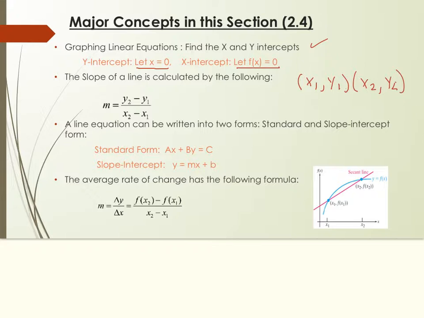So also in this section, a line can be written in two forms, either standard form or in slope-intercept form. In standard form, it's just the coefficient a times x plus the coefficient b times y is equal to c. For the slope-intercept form, we have y is equal to the slope m times x plus b. B is considered my y-intercept.